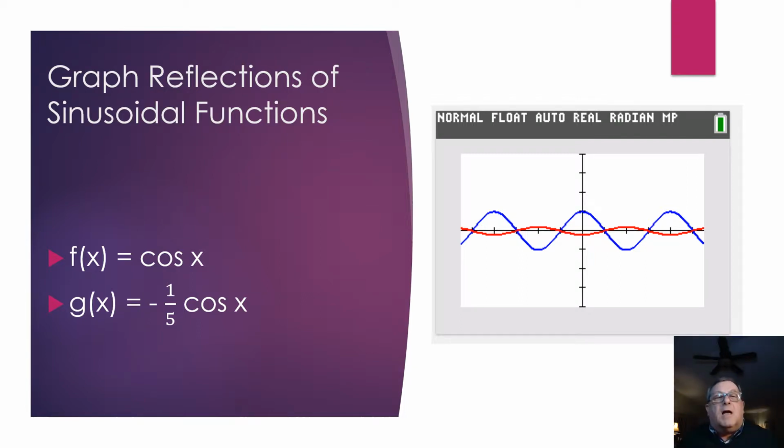Still talking about sinusoidal functions. This time we're going to look at the transformations that will cause a reflection. And what's going to be involved in that is when we have a negative coefficient.